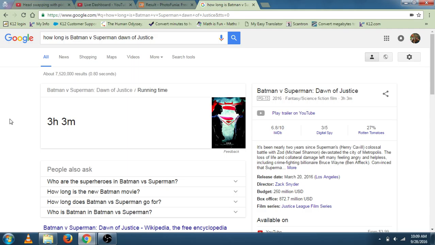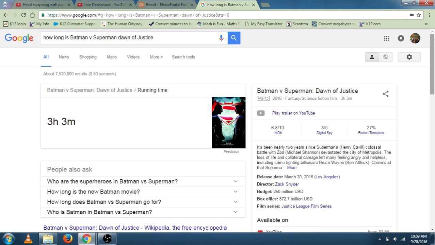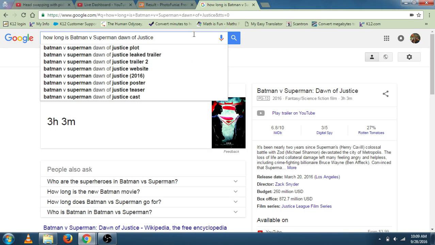Normally the Batman v Superman: Dawn of Justice that was in the theater release was only about 2 hours and 30 minutes, and that was rated PG-13, but the 3 hours and 3 minutes version is rated R. It doesn't have the other length. It only has the longest one, because the 3 hours and 3 minutes version is the most popular version of the Batman v Superman movie.